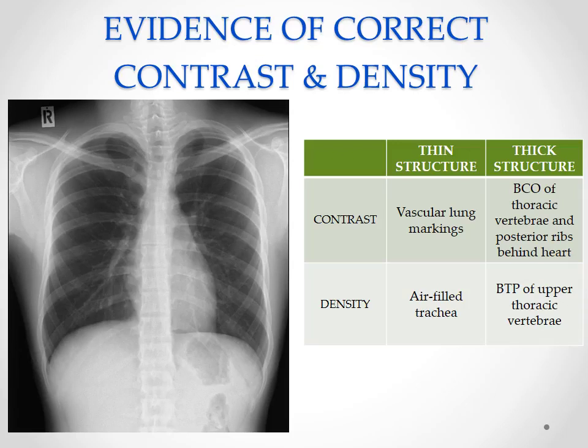In order to check the adequacy of contrast and penetration, the thin structure that should be visualized is the vascular lung markings, while the thick structure that should be seen is the BCO of thoracic vertebrae and posterior ribs behind the heart. For assessing density of the PA chest radiograph, the thin structure that should be seen is the air-filled trachea, and the thick structure is the BTP of upper thoracic vertebrae.